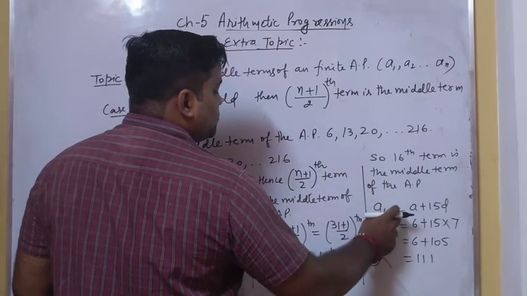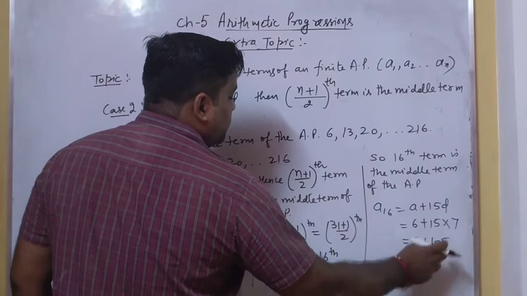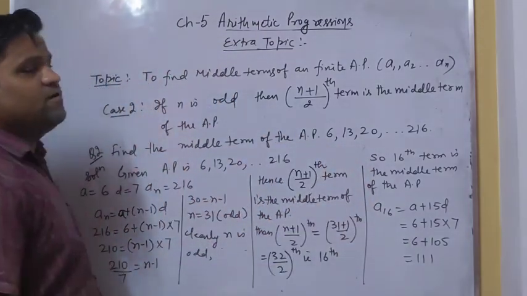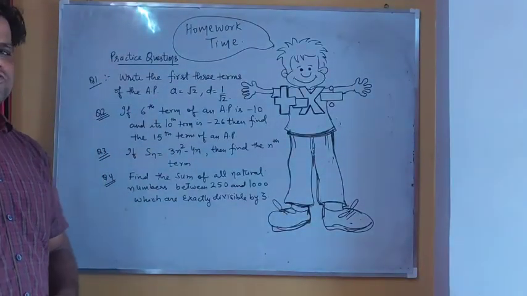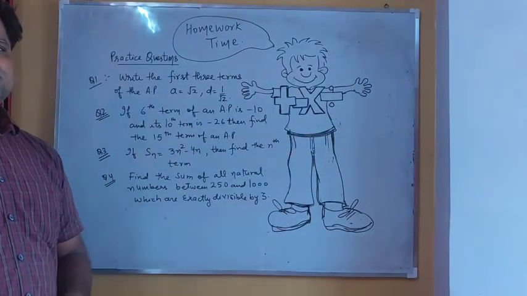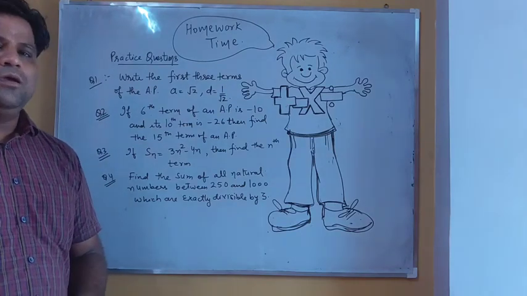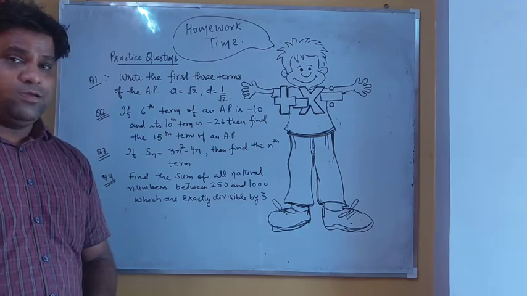So here our 16th term is given by a plus 15d. On putting the values, here we get 111. So 111 is the middle term of the given AP. So I hope you have understood the concept of the sum of the first n terms of an AP in chapter number 5, in exercise 5.3.